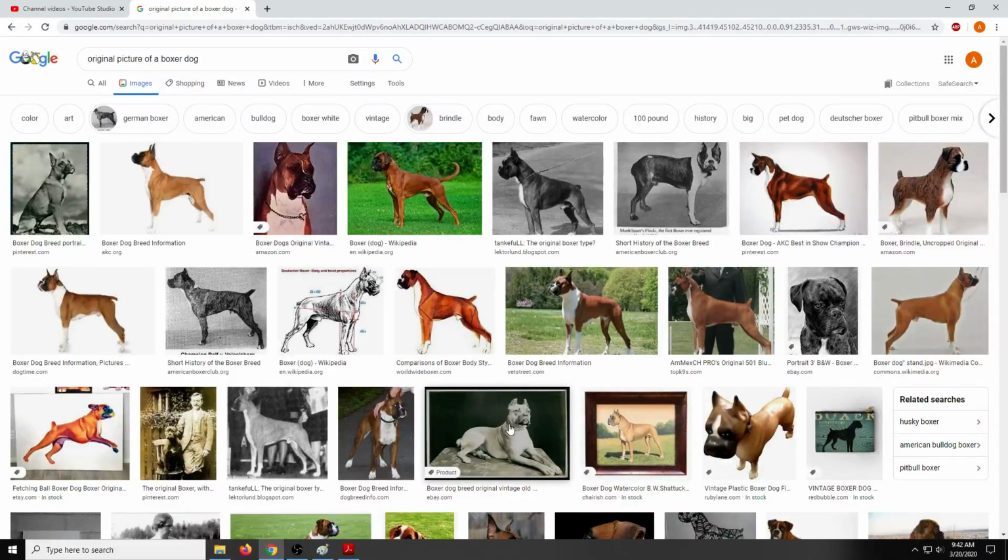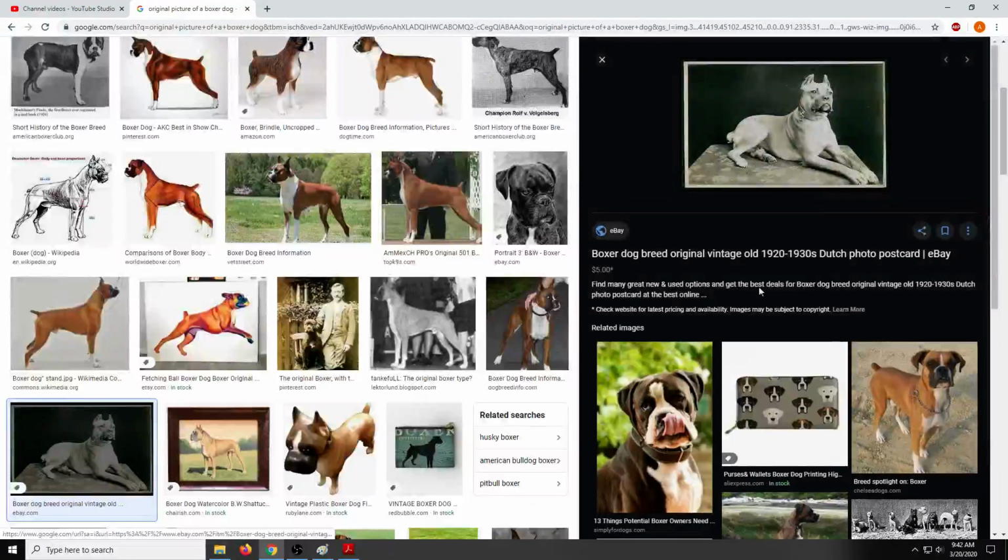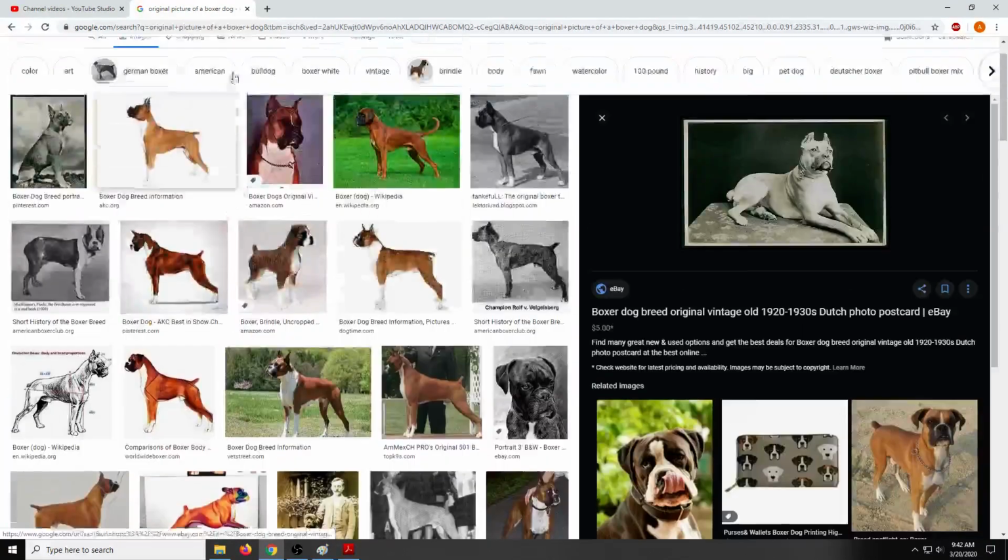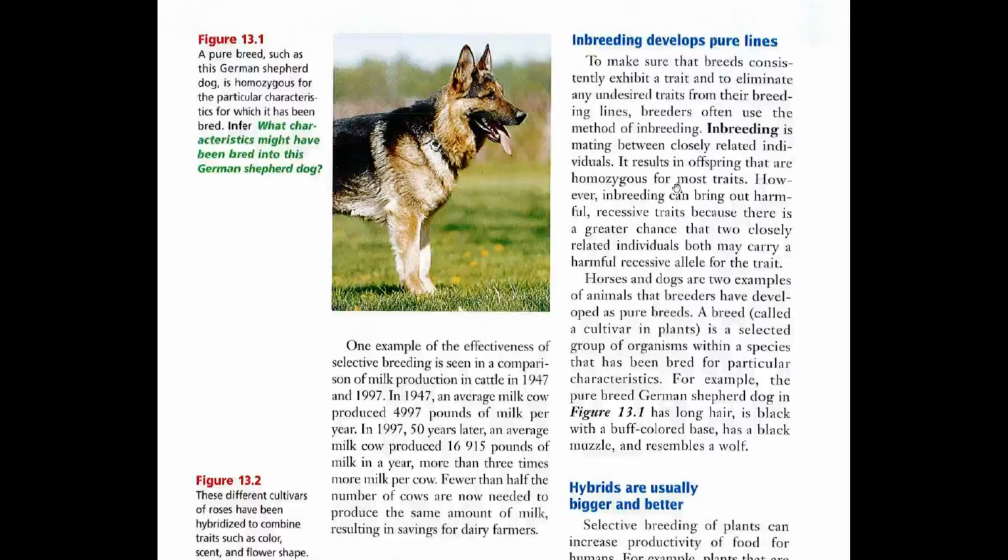We see that Boxers, look at how old this is, 1920s to 1930s, they almost look the same, right? We've been breeding these dogs to look the same for 100 years now. We keep inbreeding them. What that does is it results in offspring that are homozygous for most traits, because they keep breeding and getting the same kind of traits showing up.